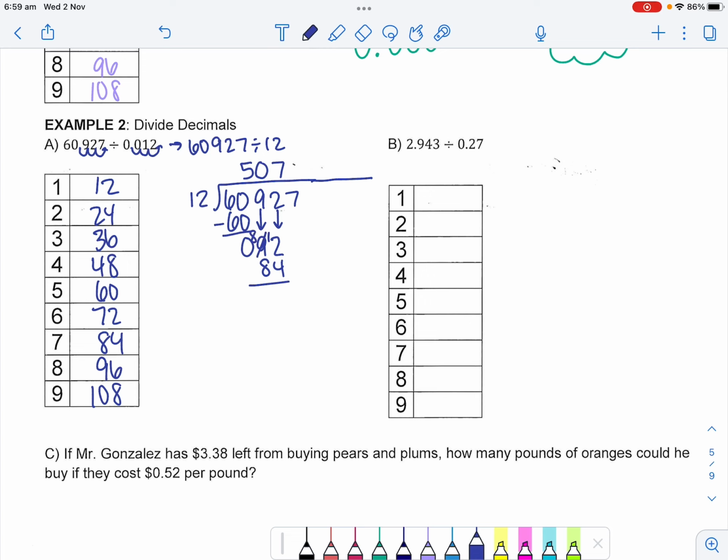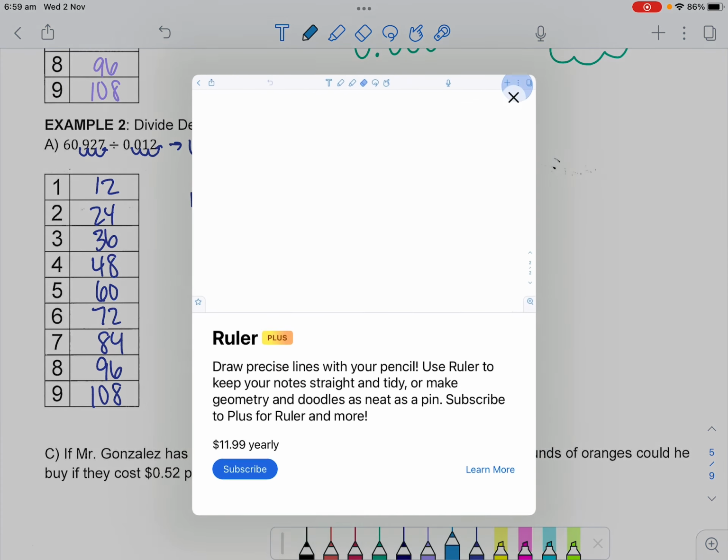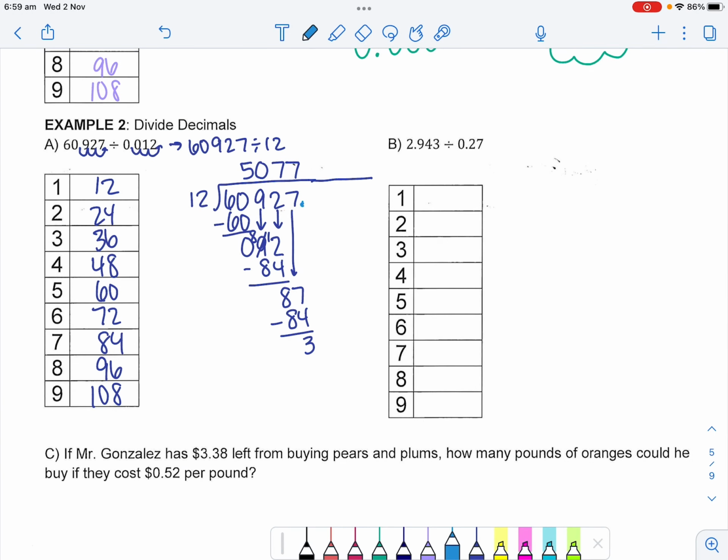So I borrow, 92 minus 84 is 8, and then I bring down the 7. 87 minus 84 is 3. And I am going to have to add a decimal here. So here's my decimal. And then I'm going to also add that decimal to my answer. There's my 0 that I can bring down. So 12 goes into 30 2 times.